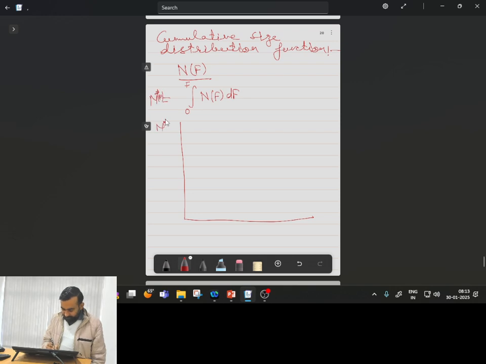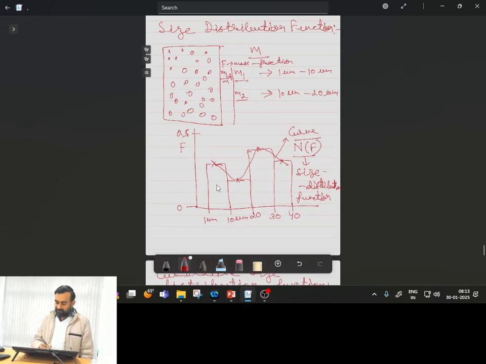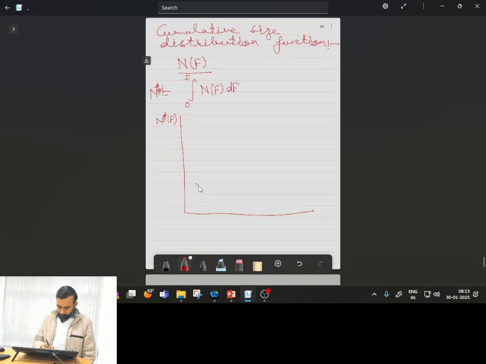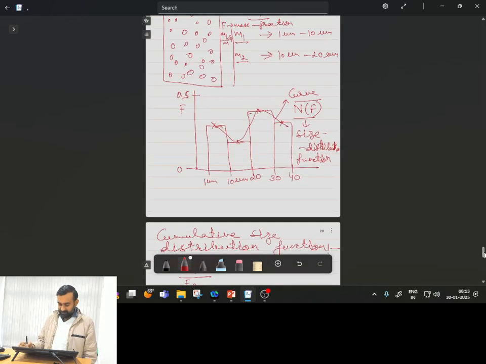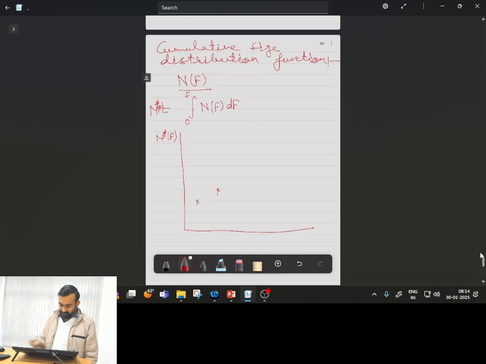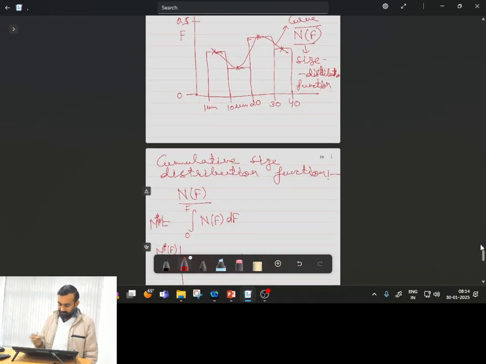So if I plot n star of f, what will I get? Initially this was the value, some value, then the second value will be the sum of the previous one and this, somewhere over here. Then the next will also be added. Once this is also added to this, it becomes high, and overall the number should increase.